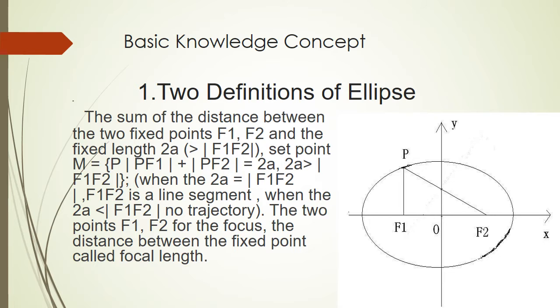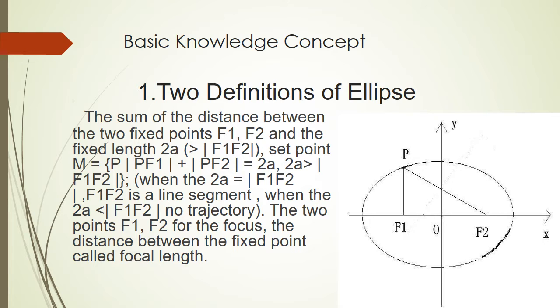The sum of the distances between the two fixed points F1, F2 and a fixed length 2a, greater than the absolute value of F1F2. Set point M such that the absolute value of PF1 plus the absolute value of PF2 equals 2a, with 2a greater than the absolute value of F1F2.